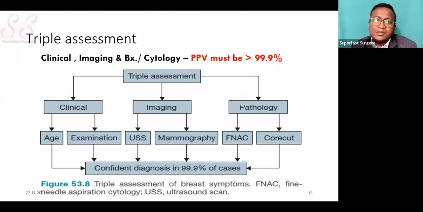So triple assessment, we have been listening to this triple assessment since our MBBS days, and this basically comprises clinical examination, imaging and pathology. The clinical includes age and examination. In imaging, we have ultrasonography and mammography, and in pathology we have core biopsy and FNAC. So when all of these are combined, the positive predictive value is more than 99.9%.